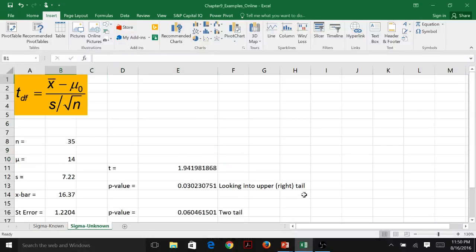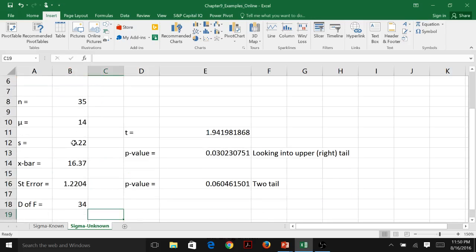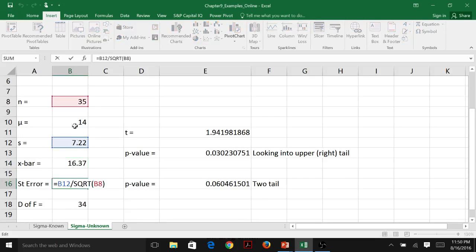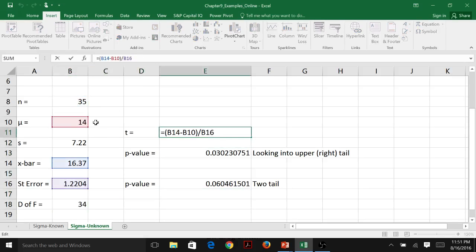So here's what we have. Here's the T statistic. Blow this up a little bit for you. 35 is your sample size. Forever and always has been 14. 7.22, 16.37 is your sample mean. Again, the standard error is nothing more than S divided by the square root of 35. Therefore, the degrees of freedom are the sample size minus 1. And our T statistic is nothing more than 16.37 minus 14 divided by 1.22. I told you the T value is going to be positive because I knew 16.37 was greater than 14.